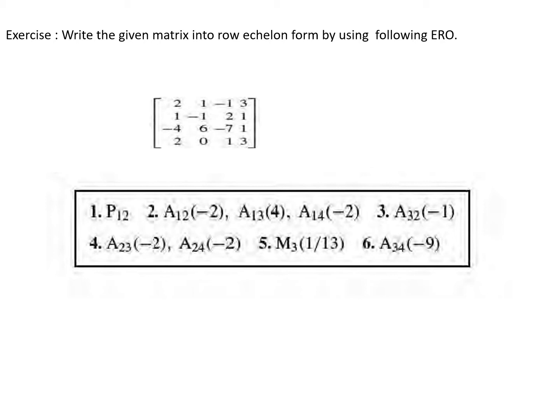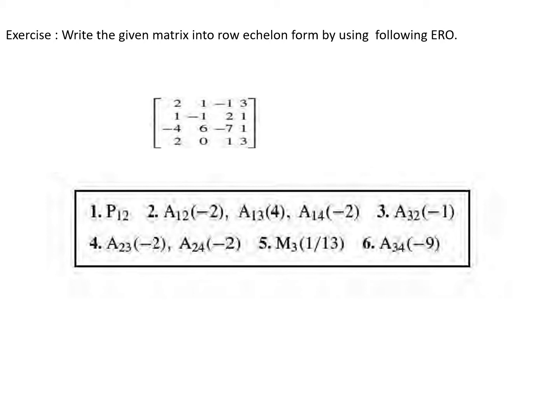Similarly, A134 means addition. First you multiply row number 1 by 4 and add it to row number 3 in order to make the first element of the third row equal to 0. Similarly, A14 minus 2 means add. First you multiply row number 1 by minus 2 and then add it to row number 4 in order to get 0 as the first element of the fourth row.